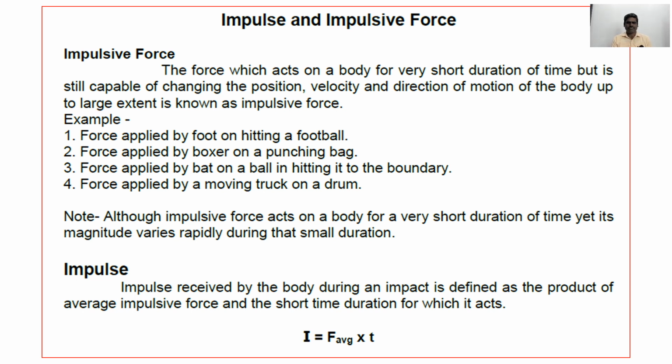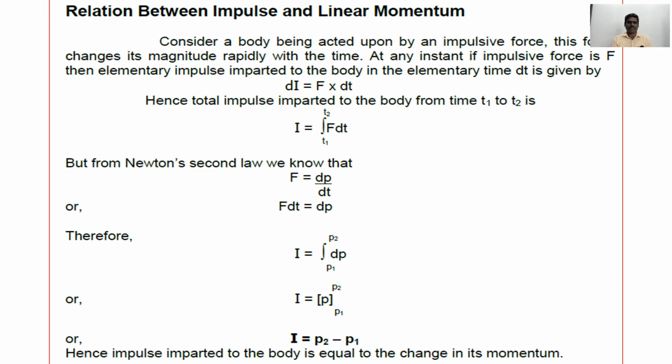Impulse. Impulse received by the body during an impact is defined as the product of average impulsive force and the short time duration for which it acts. So impulse I equal to F average into time. Relation between impulse and linear momentum. Consider a body being acted upon by an impulsive force. This force changes its magnitude rapidly with time. At any instant, if the impulsive force is F, then the elementary impulse imparted to the body in the elementary time dt is given by dI equal to F into dt.